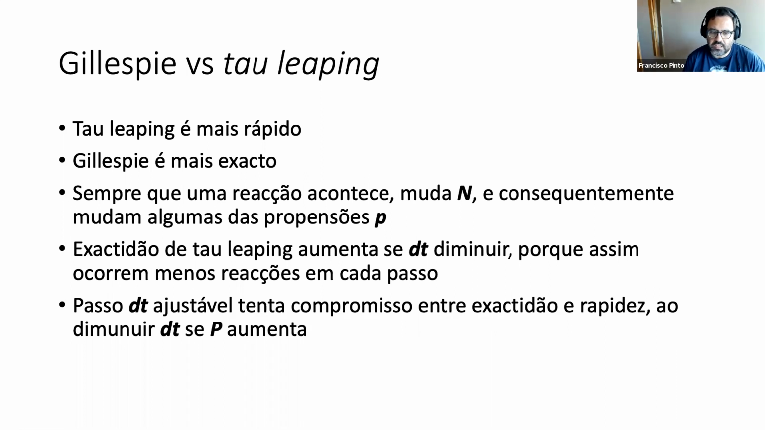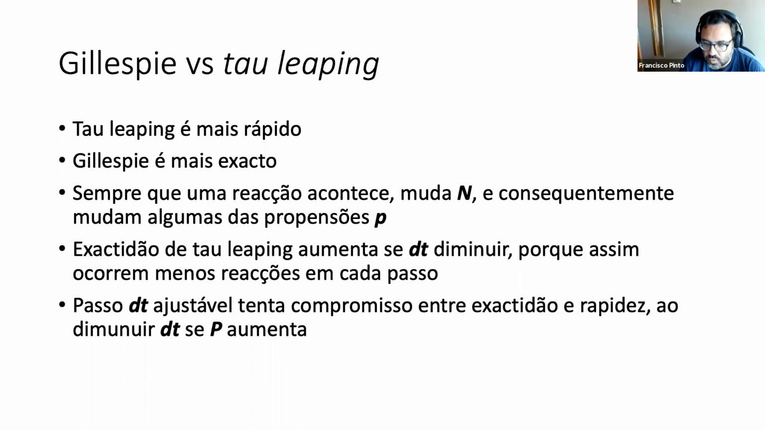So you only update the propensity functions after the time step. And in the meantime, during that time step, several processes may have occurred. So you can control the accuracy of the tau-leaping by controlling the time step. If you use smaller time steps, you have more accuracy. But by using smaller time steps, you increase the time for computing the simulation. So that's a compromise.